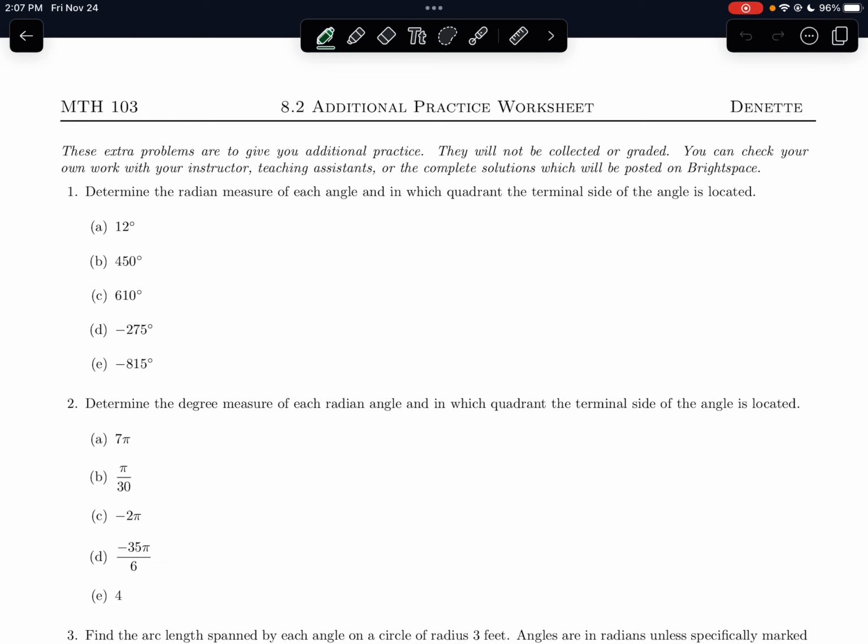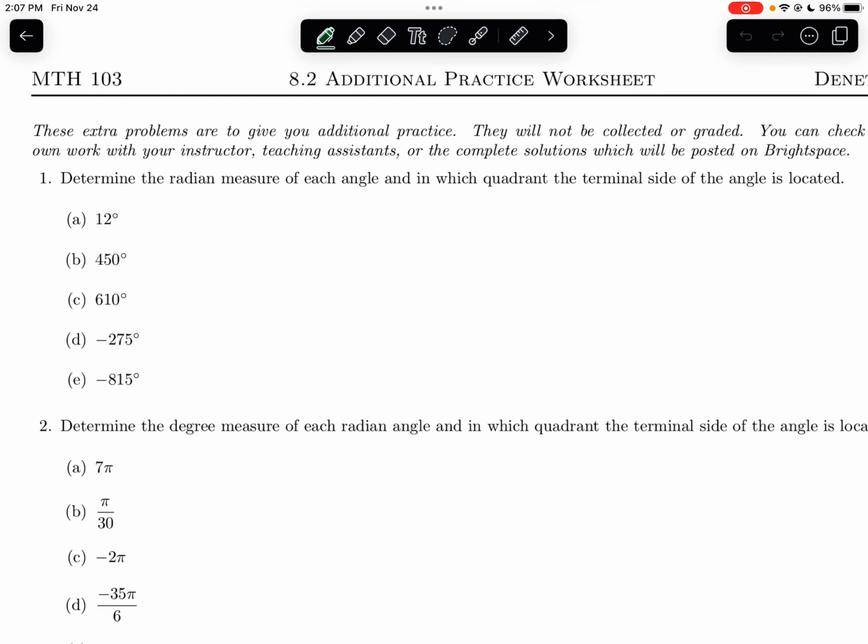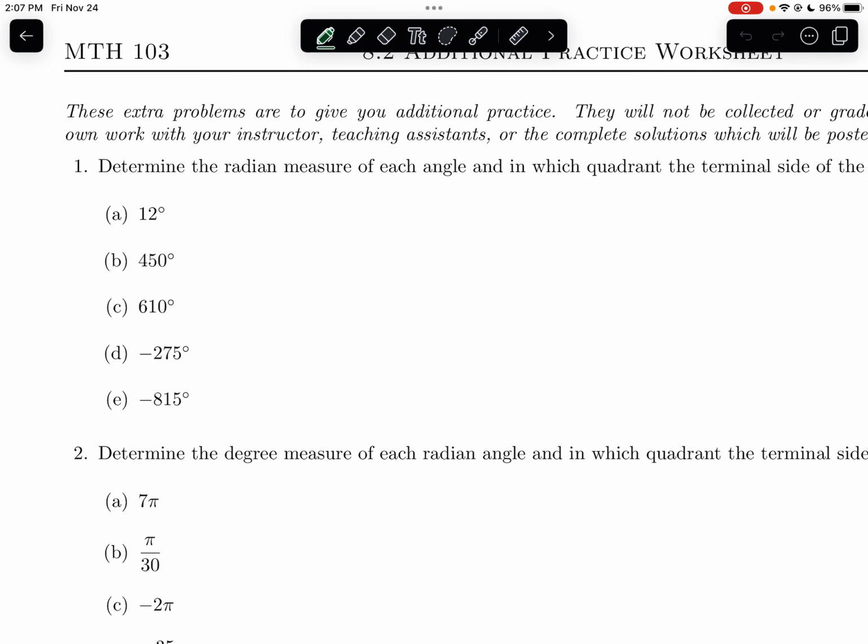For this first problem, the first two, you're asked to convert either from degrees to radians, or for the second one, radians to degrees. So for the first few, because we want to go to radians, we need to multiply by the unit conversion, and there are multiple ones you could use. You could use pi radians is 180 degrees. That's fine.